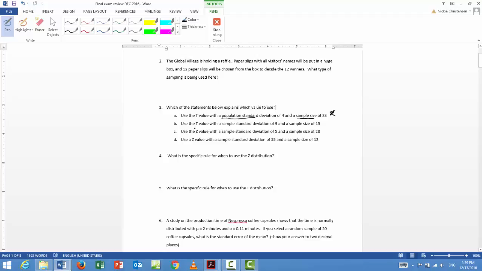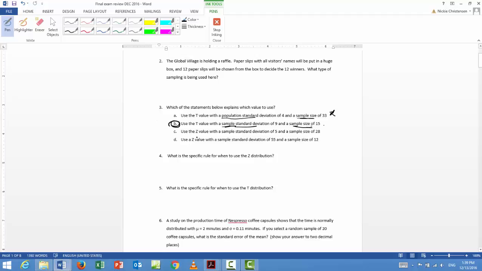Okay, B tells us use the t value with a sample standard deviation of 9. So they've told us that we know s. We only know s. Okay, and our sample size is 15. So let's think about the rules for t. We can use t when we only know s and when our n is less than 30. So yes, both of those criteria have been met. So yes, we would use the t value.